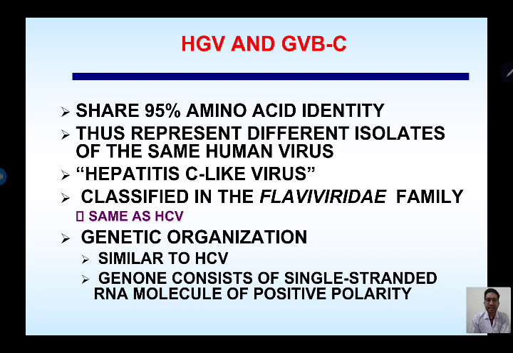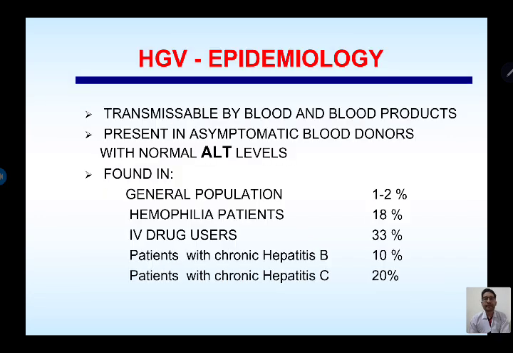The hepatitis C like virus is classified in the Flaviviridae family, same as hepatitis C virus. The genetic organization is similar to the hepatitis C virus, genome consisting of a single stranded RNA molecule of positive polarity.